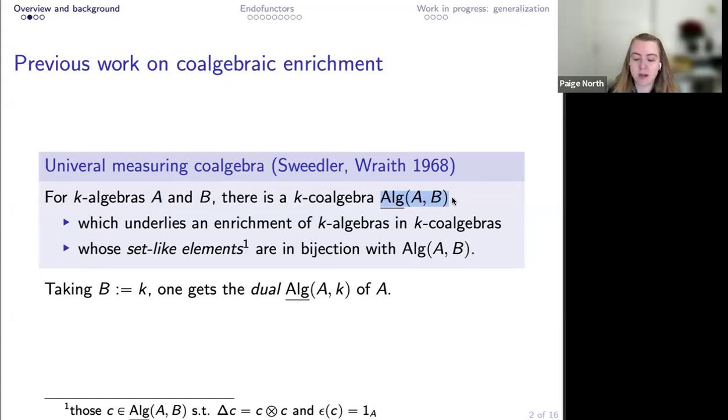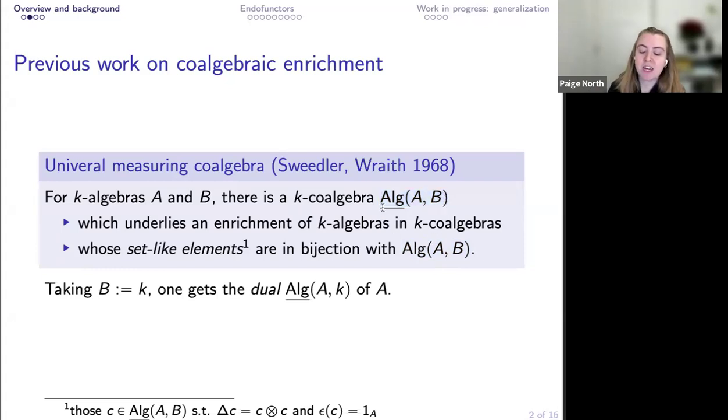And though he didn't use this language, Wraith, I think in the same year, recognized that this underlies an enrichment of K-algebras in K-coalgebras. And from this coalgebra, you can extract, in particular, the set of, so I'm using this notation to note the HOM here. So this is the category of algebras. So this is the HOM of algebra homomorphisms, or the HOM set of algebra homomorphisms. And so this is the enriched HOM, the enriched coalgebra homomorphism object, let's say.